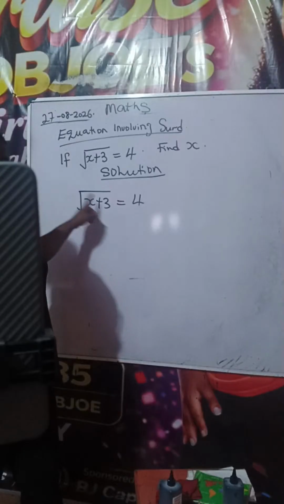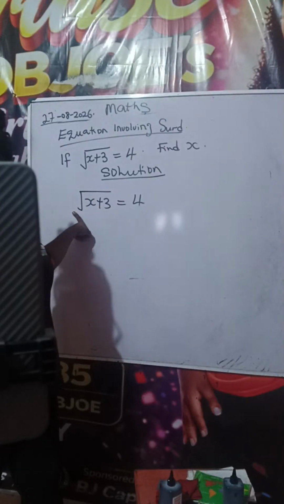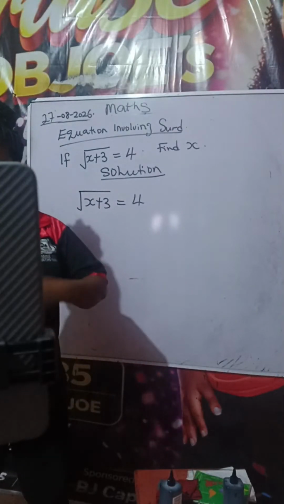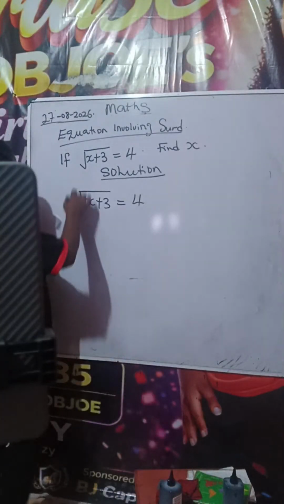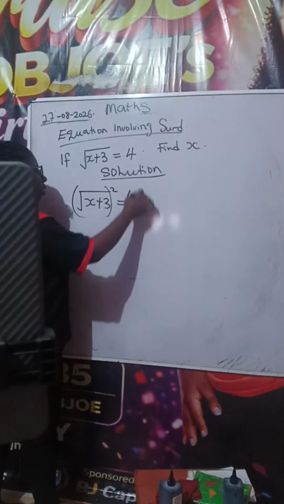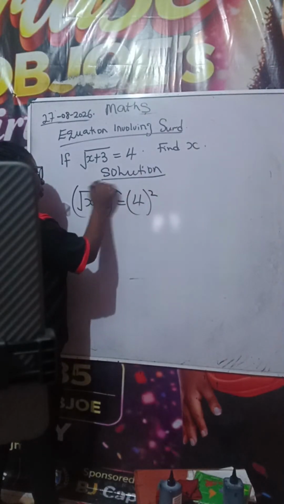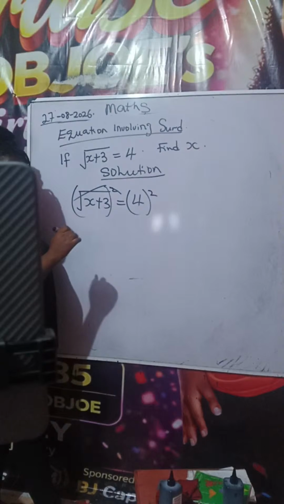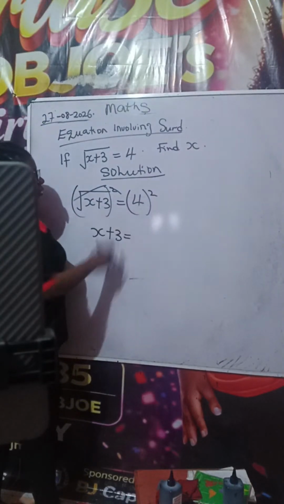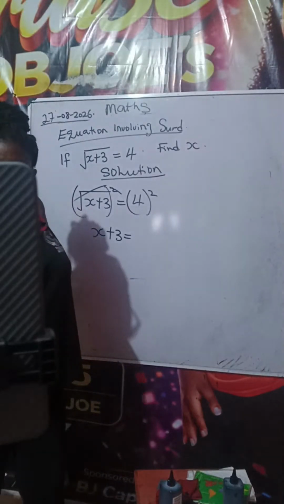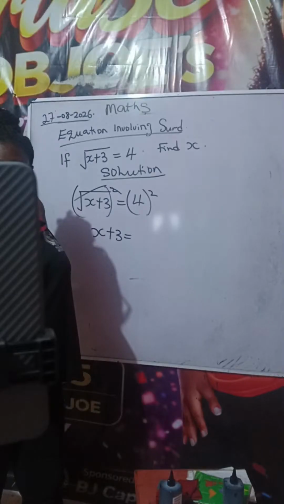Now I want to remove this sign of the root. And how will I remove it? By squaring both sides. I'll square this side, then I'll square this side. So this root is removed. Did you see it? I'm left with x plus 3 equals, now what is 4 square? 4 square will give us how many?